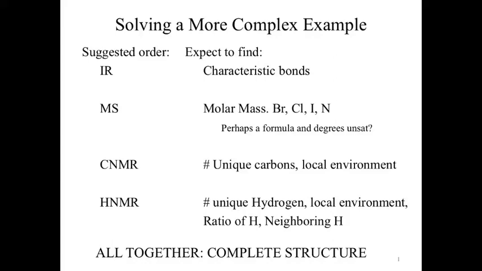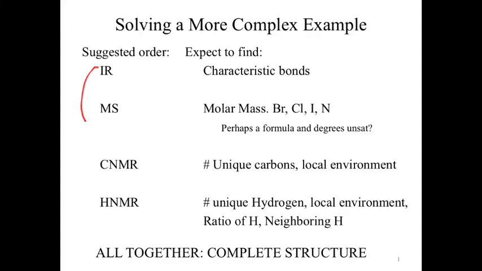So this time around, what we're going to go ahead and do is solve for a much more complex example for spectroscopy. What you're expected to be able to analyze is these four different versions of spectroscopy. And I would recommend that you approach them in this relative order. So start with the IR, then move to the mass spec, then the carbon NMR, then HNMR. And the reason being is just kind of a level of difficulty, if you will.